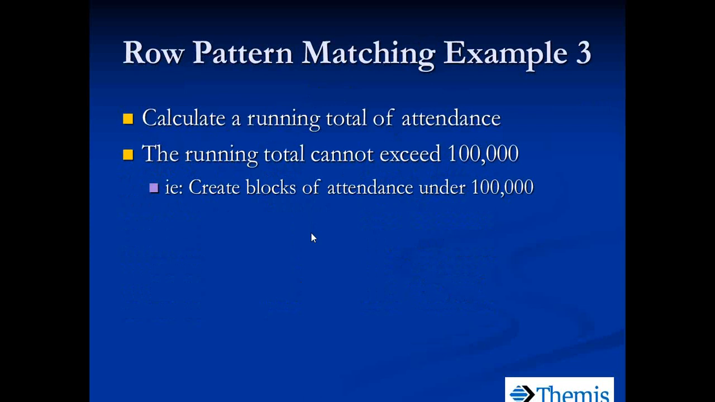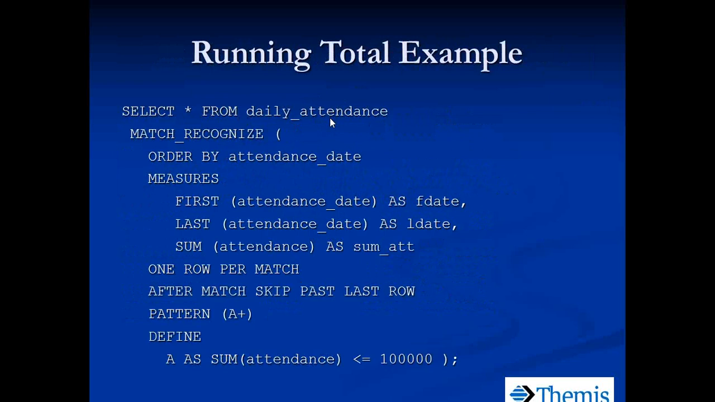Again, I'm just selecting everything from daily attendance. That's the input. I have an order by this time. I'm ordering by the attendance date. And what am I going to show as my output? Remember, the measures is your output. I'm going to take the attendance date from the input, the first one, and I'm also going to display the last attendance date in the pattern match.